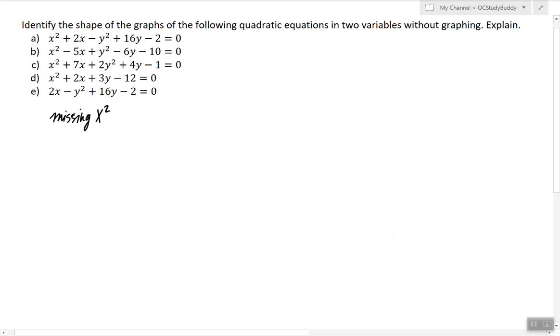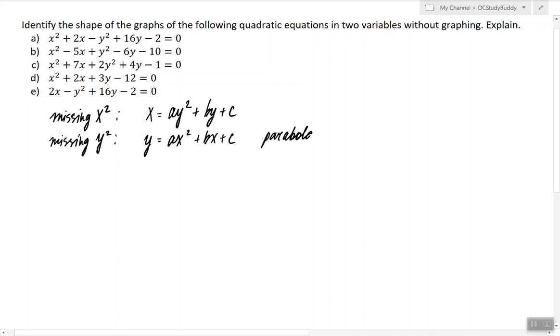Now, if you don't have x squared and you only have y squared, that means your equation potentially can be written as x equals ay squared plus by plus c. And if you are missing the y squared term, that means your equation potentially can be written as y equals ax squared plus bx plus c. So if your y can be isolated, that's a standard parabola, or we can call it a vertical parabola. If x can be isolated, that's a sideways parabola, which we can call a horizontal parabola. So that's when one of the x squared or y squared is missing.